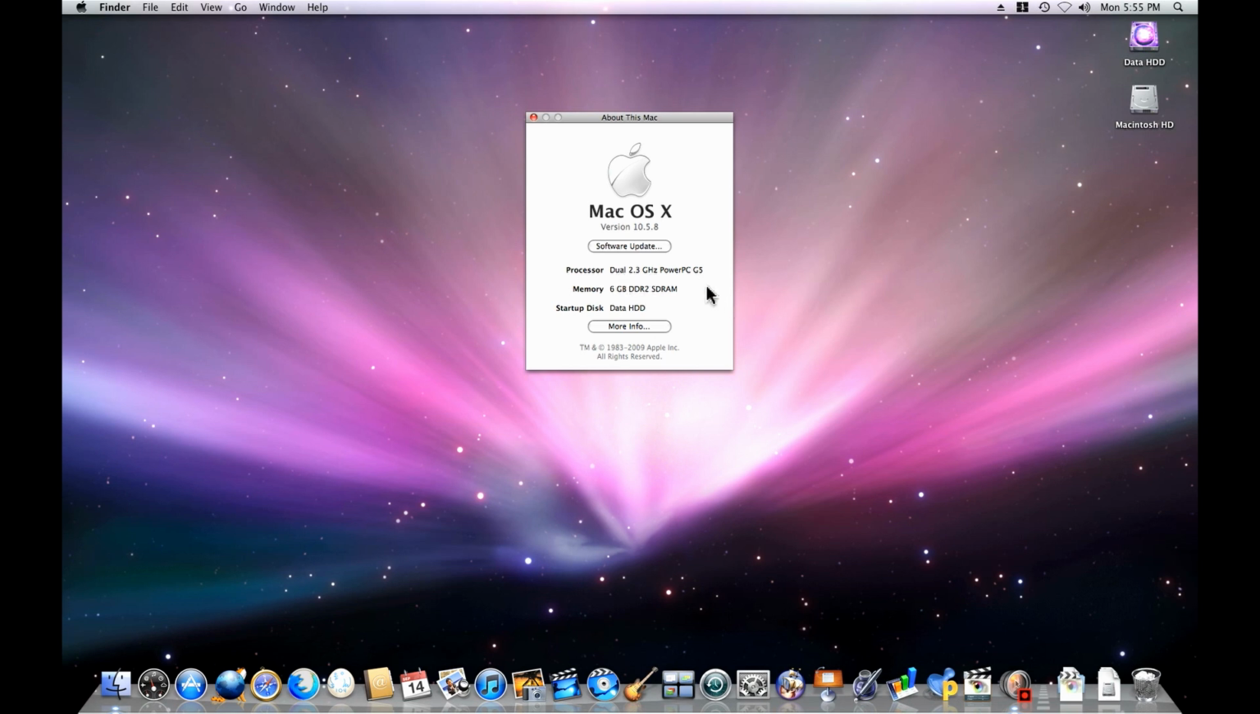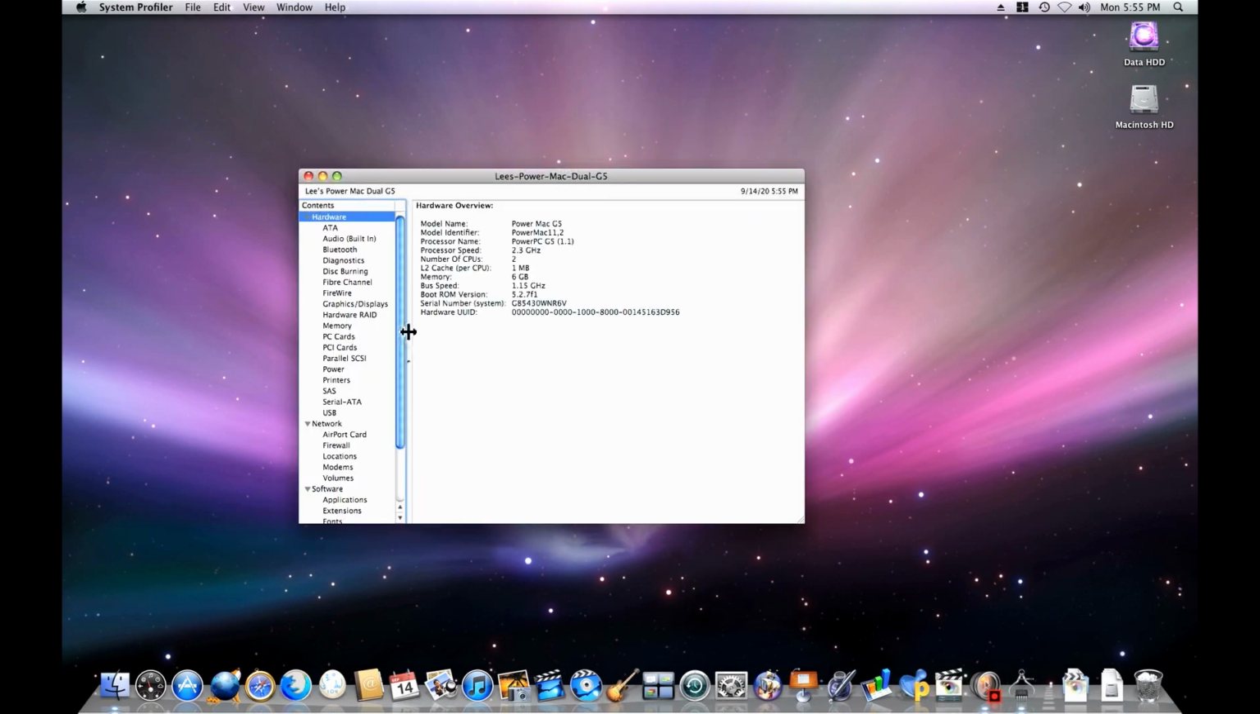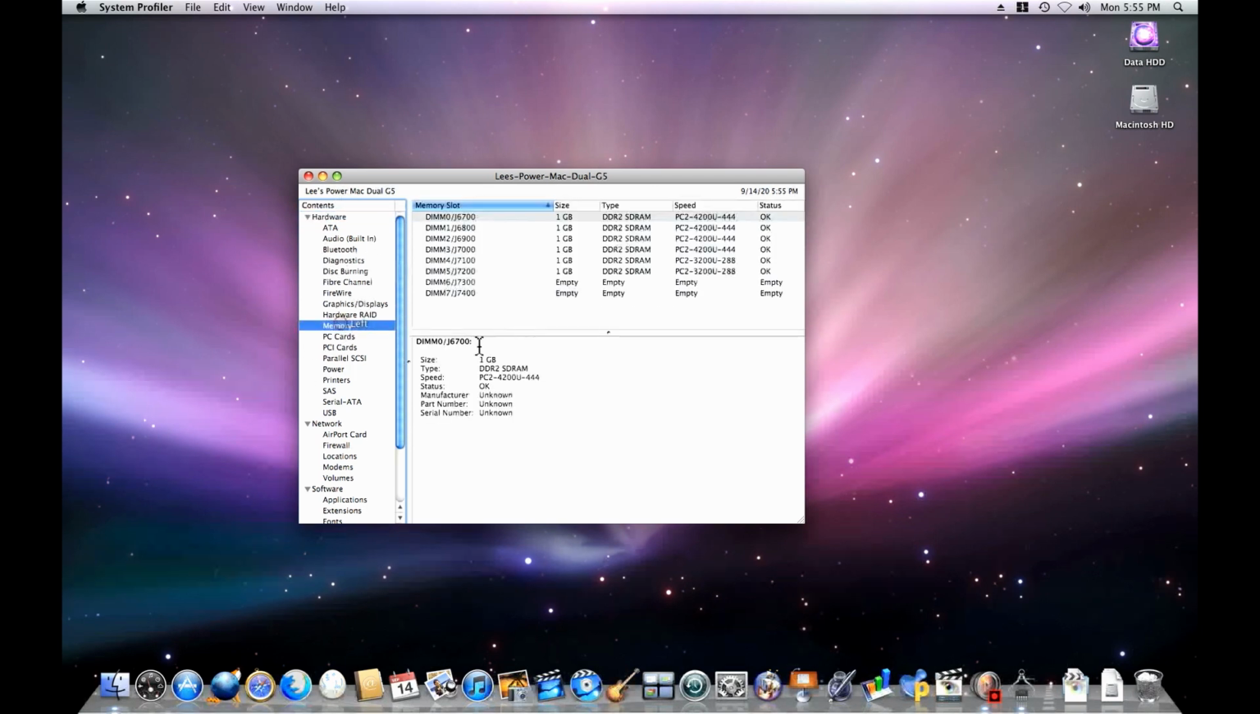Well, it is the dual 2.3 gigahertz PowerPC G5, all right, that's good. But we still only see 6 gigabytes of RAM. All right, let's see what's going on here. Yeah, it's the same two that are giving problems. Darn it. Okay, well, I have an option. I can dig back into the box of RAM, and we've got some more DDR2 RAM that we can deal with.